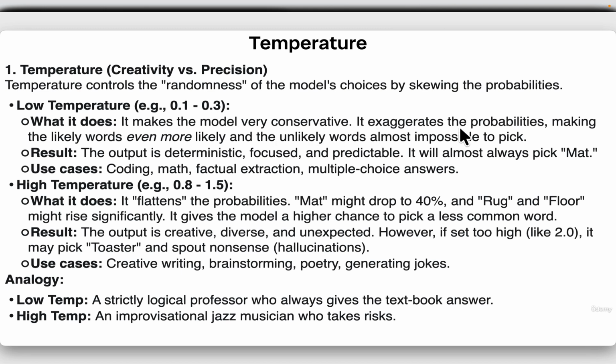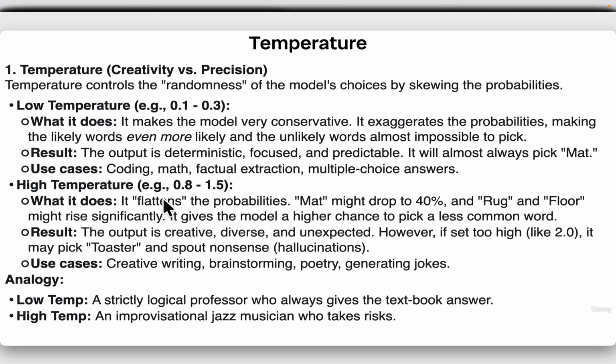It exaggerates the probabilities, making the likely words even more likely and the unlikely words almost impossible to pick. The result is the output is deterministic, focused, and predictable. It will almost always pick mat. For example, "cat sat on the": if there are few options and you have low temperature, most likely it will be "cat is sitting on a mat." So these use cases are coding, math, factual extraction, and multiple choice answers.